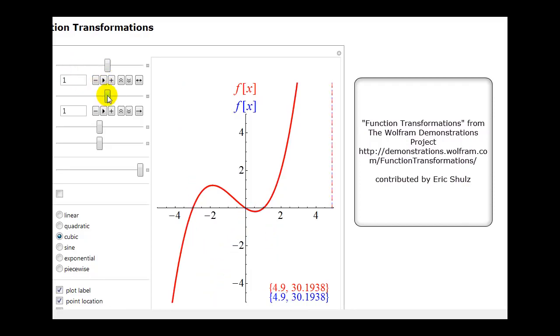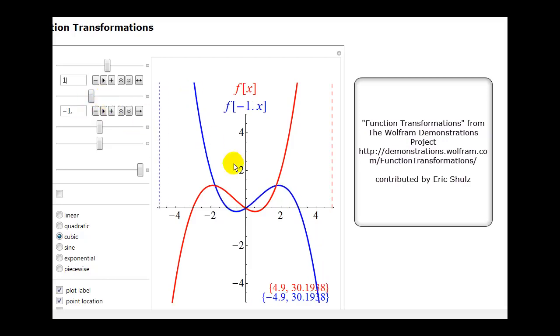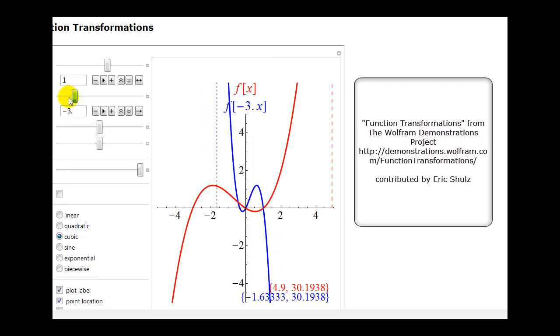Now let's take a look at what happens when b is equal to negative 1. As soon as b is negative, it will be reflected across the y-axis, and then when b is equal to negative 1, it's a perfect reflection of the original function across the y-axis, as we see here. And again, we can have horizontal stretches and compressions as well when b is negative.